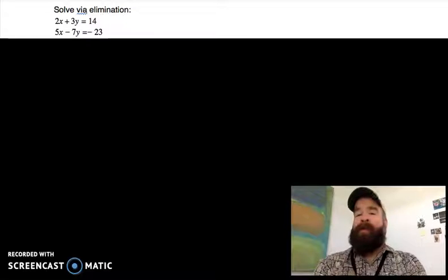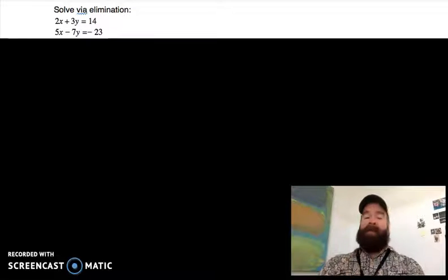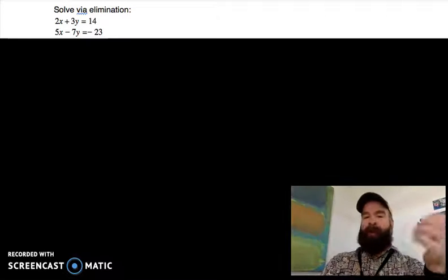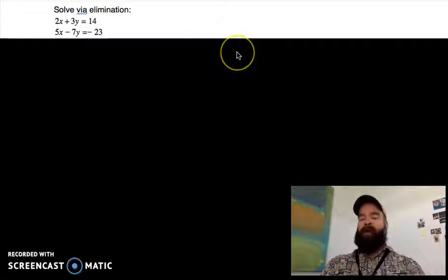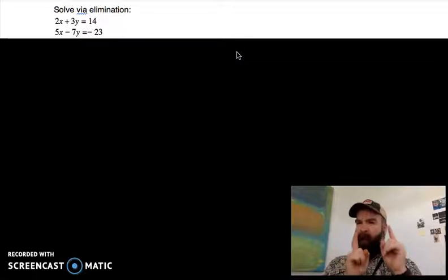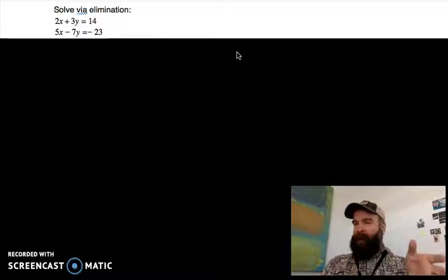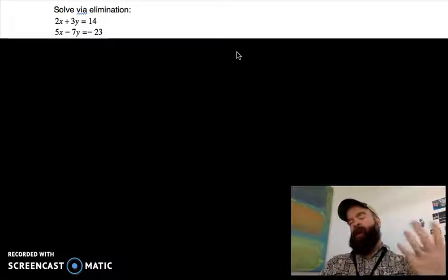Okay, so let's talk about solving systems of equations by elimination now. I have another system that I've written here, and we're going to solve this via the process of elimination. We're going to stop at one point and talk about why certain things are illegal, because I think a lot of times you're taught elimination, but you're not taught necessarily why it works.